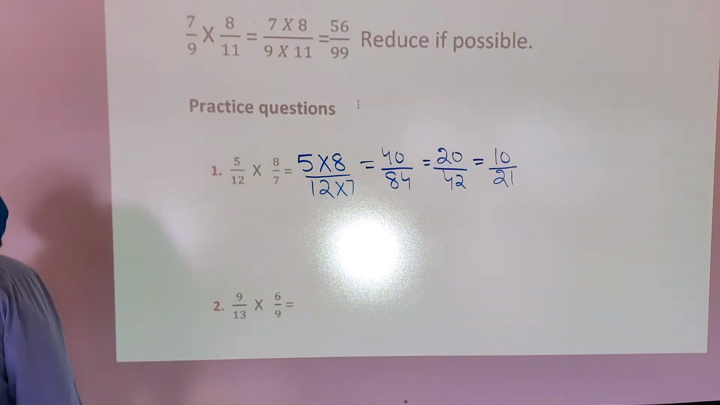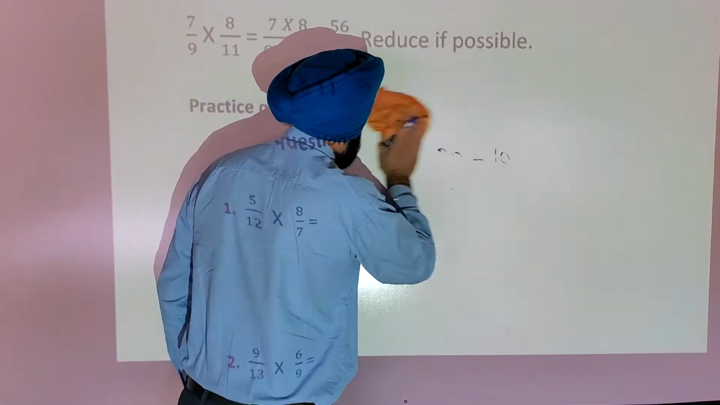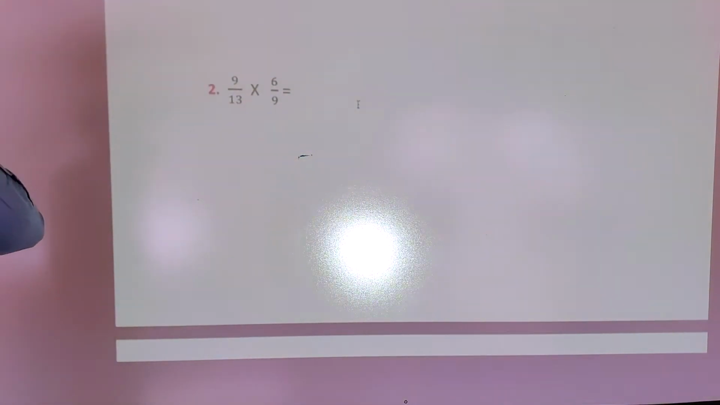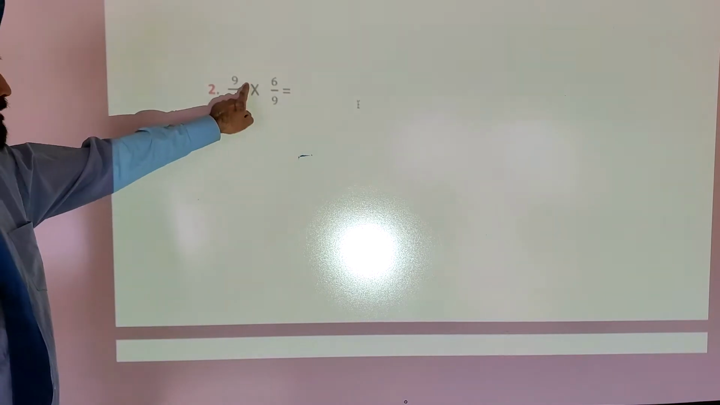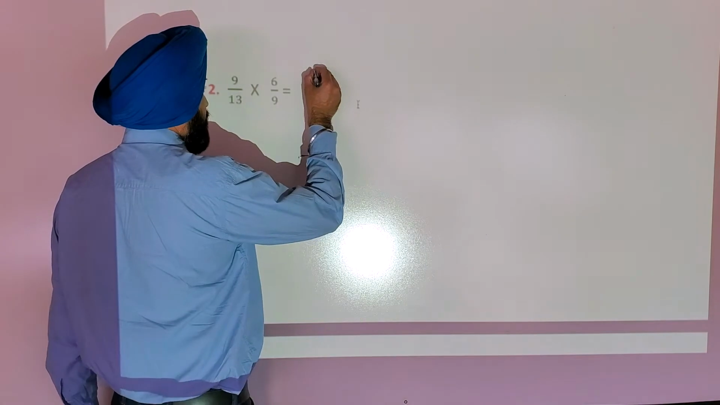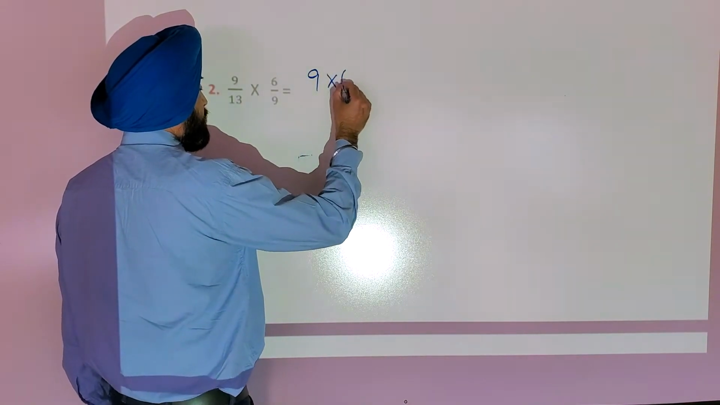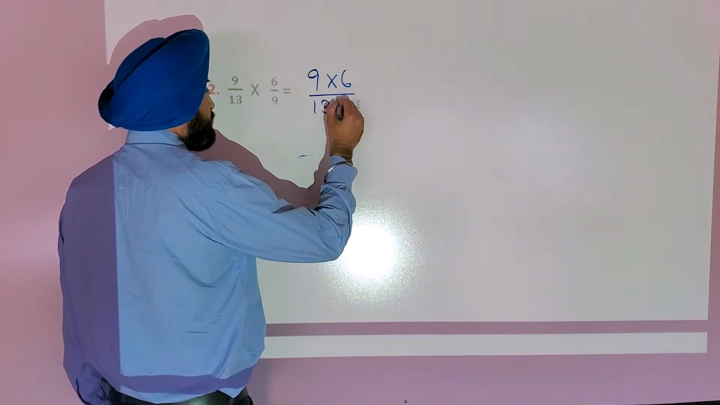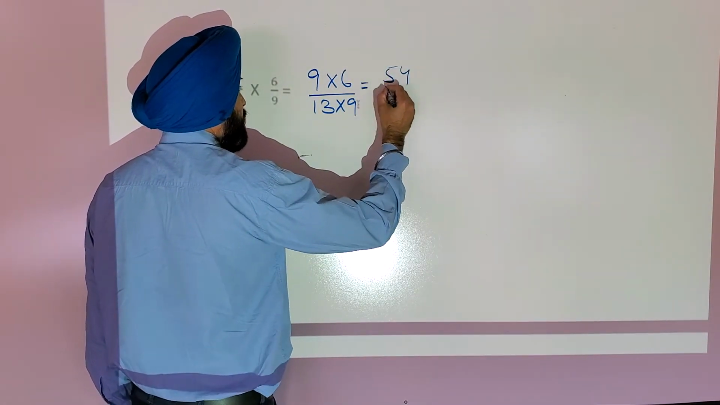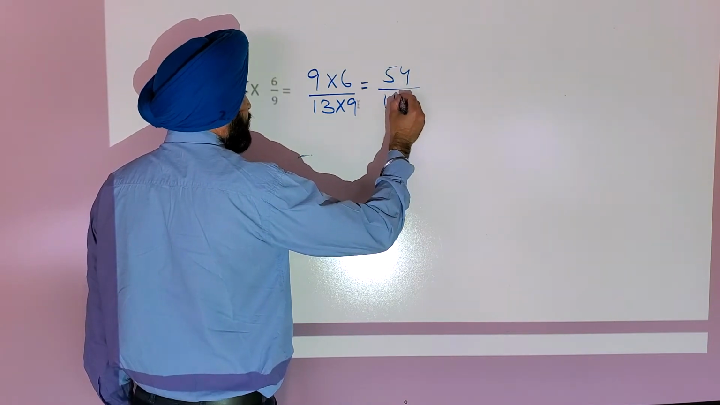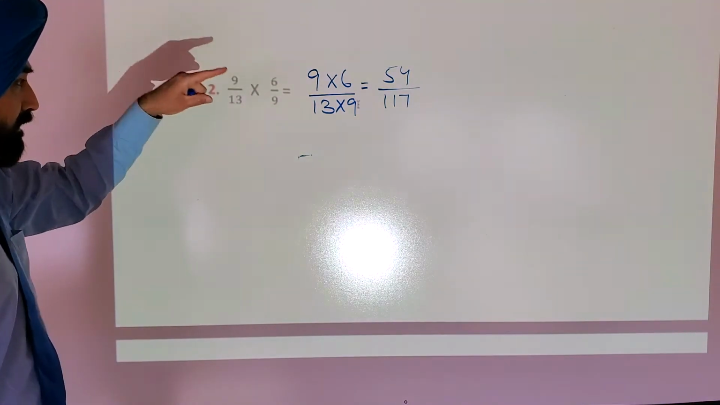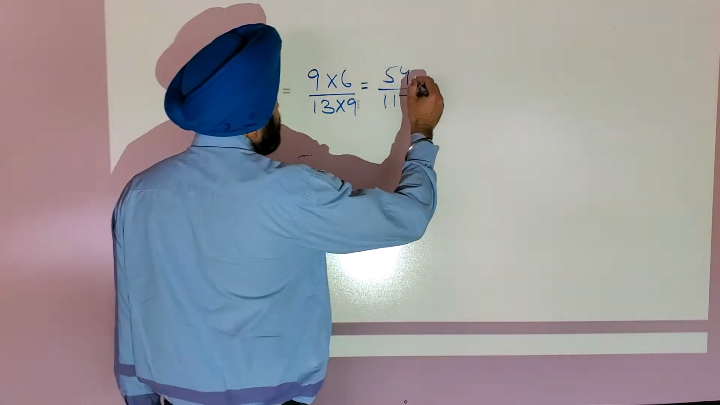Let's do one more question. 9 over 13 times 6 over 9. So here do 9 times 6 and 13 times 9. So top by top, 9 times 6 and 13 times 9. 9 times 6 is 54. 13 times 9 is 117. Then think if you can reduce or not. Both are in the table of 3. You can reduce it further.